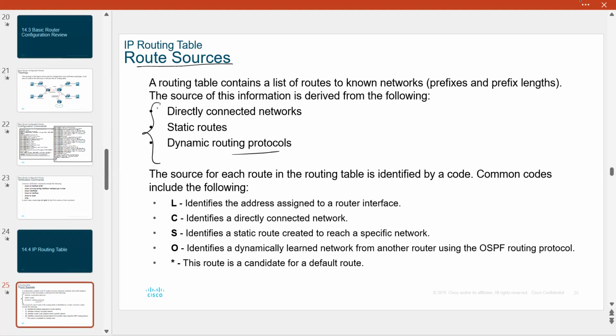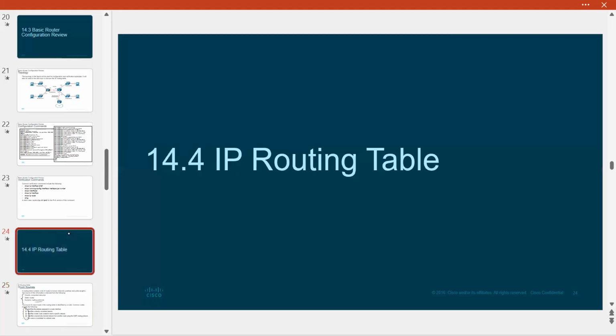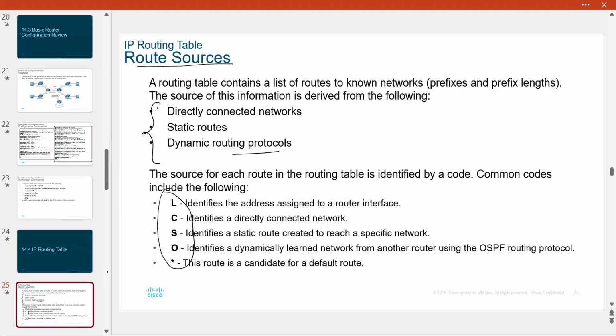In summary, here we have them summarized. Arapa. Anenge ane macodes anoshandiswa nayo. Ukavhura routing table, ukati show IP route, you definitely see these codes, L, C, S, O. L, identifying the address assigned to a router interface, which is a local address. So if I have a small network, continue using this network. Oh, right. This is LAN A and LAN B.